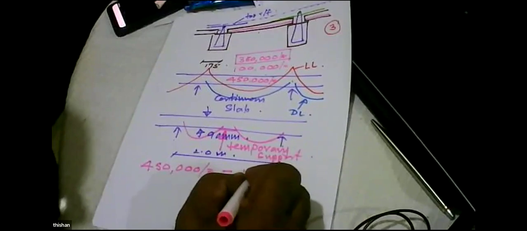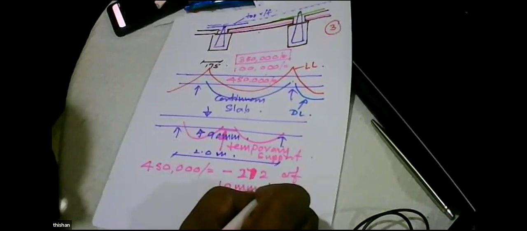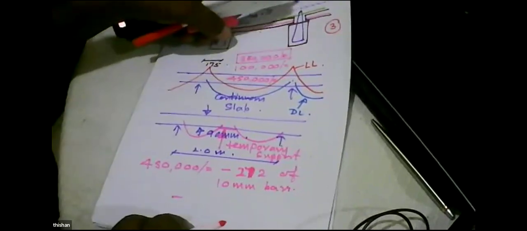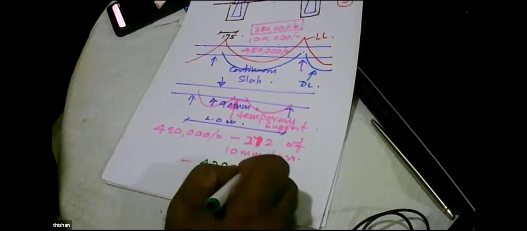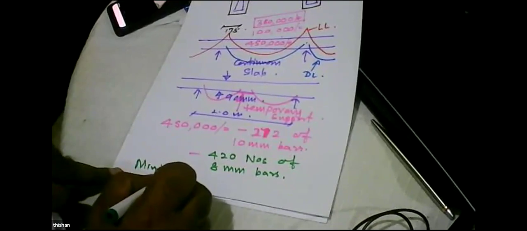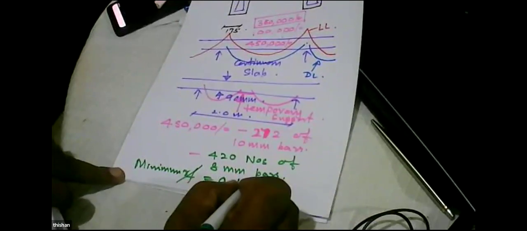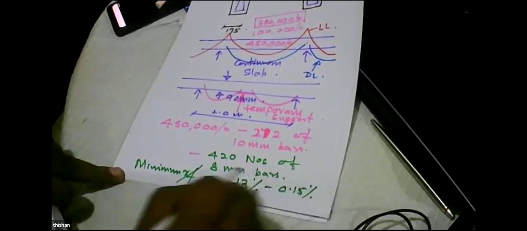For 272 of 10 millimeter bars. Or it means 420 numbers of 8 millimeter bars. Right. And then we have another requirement called minimum reinforcement. Comes to about 0.13% to 0.15%. Now this minimum requirement is also not there. Why?